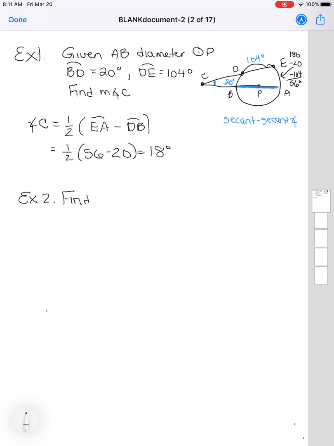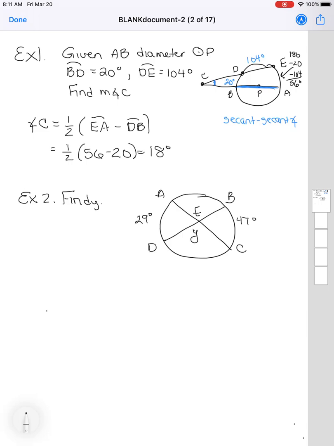All right, example number 2, we're going to just find Y. Here's your circle. We've got 2 chords or 2 segments here. We have A, E, C, and we have B, E, D. And we have 29 degrees, and we have 47 degrees. And we want to find Y. I'm going to put Y right here, so you can space this a little bit better.